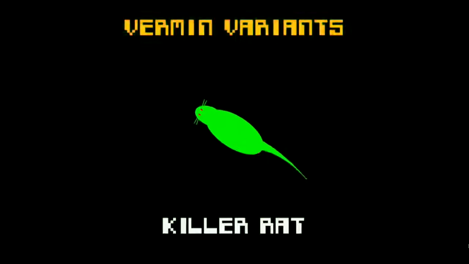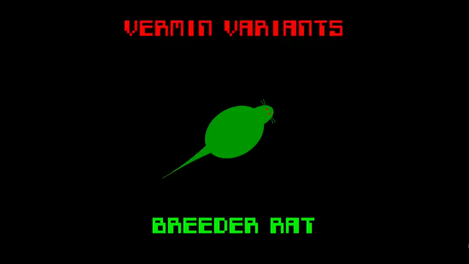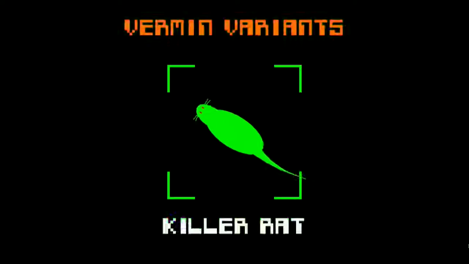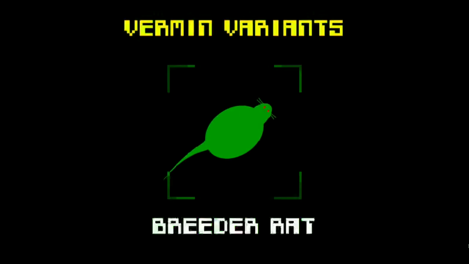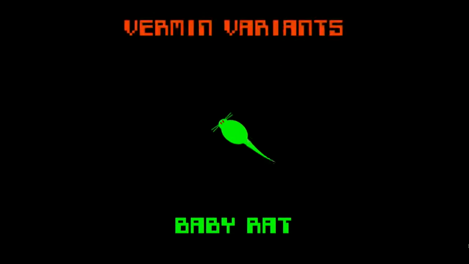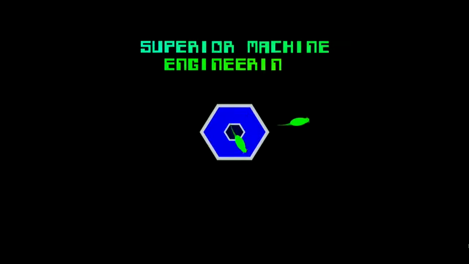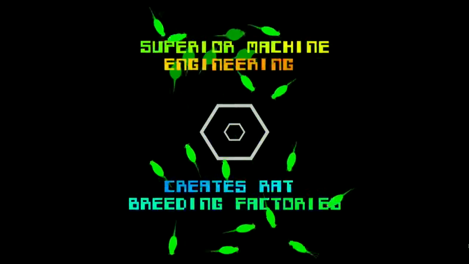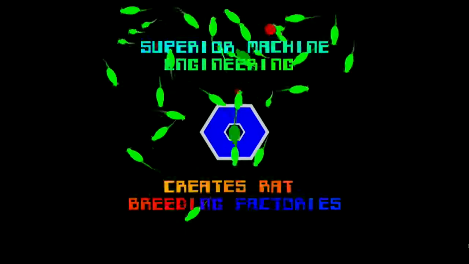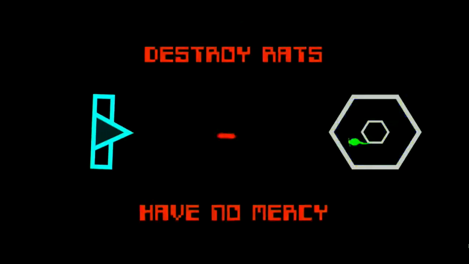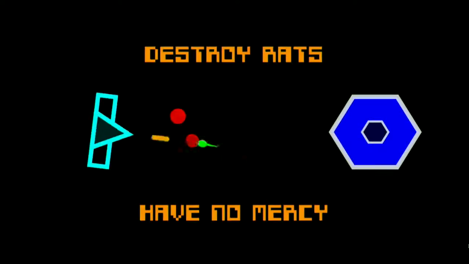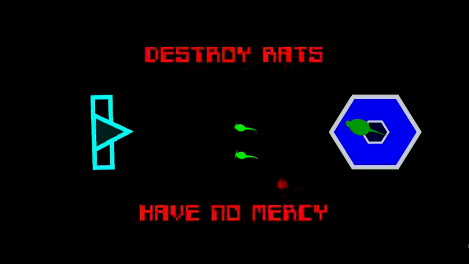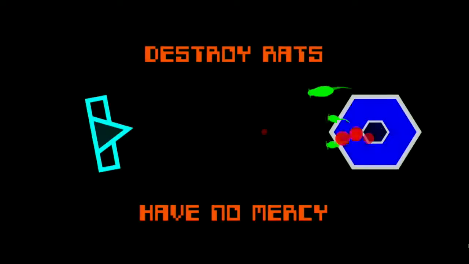We have identified 3 primary variants of vermin: the burrito rat, the baby rat, the killer rat. Superior machine engineering creates rat breeding factories. Destroy rats, have no mercy. In a tight situation, your super zapper will help you survive. Before you enter the maze, we will provide a brief training simulation.